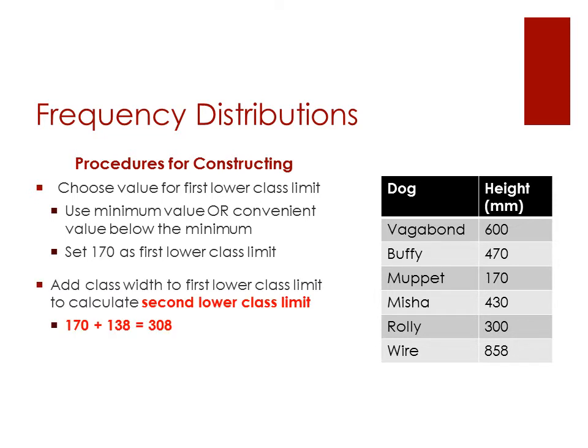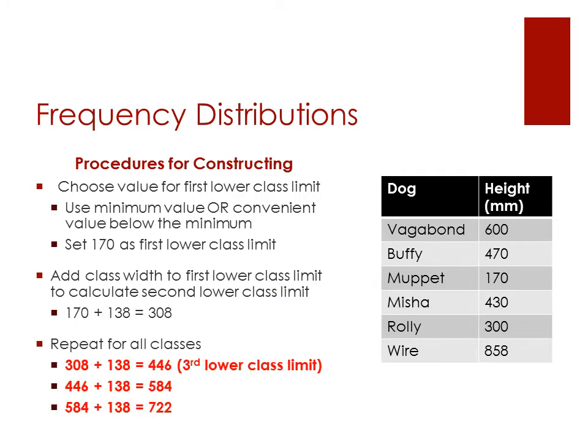Now, in order to get the class limit for the second class, we're going to take the first lower class limit and add it to our class width. So here we're going to have 170, which is the lower class limit, plus 138, which we just calculated as our class width. And that gives us 308 as our second lower class limit. We're going to go ahead and repeat this for all the classes.